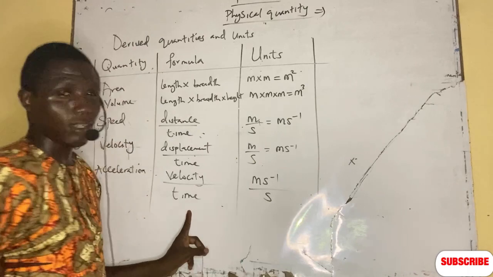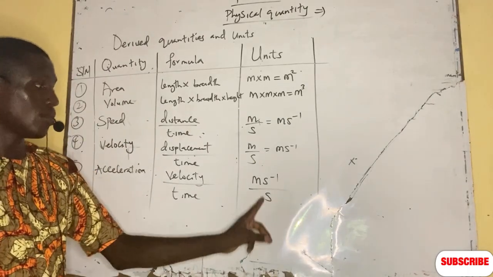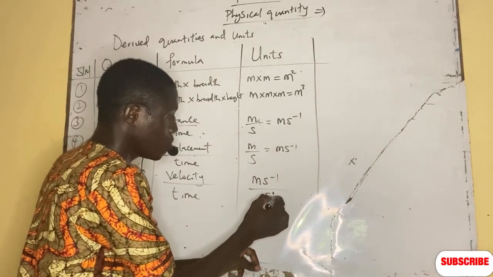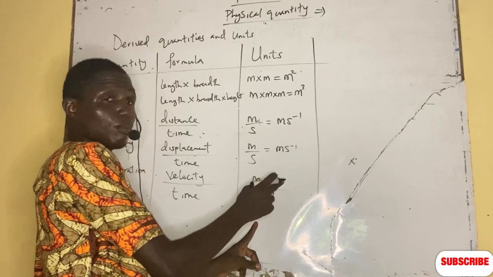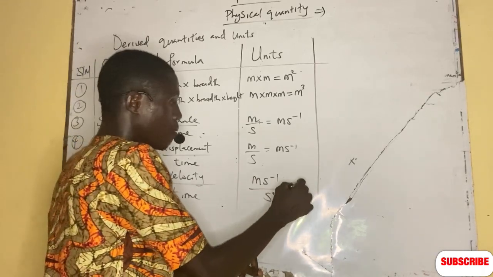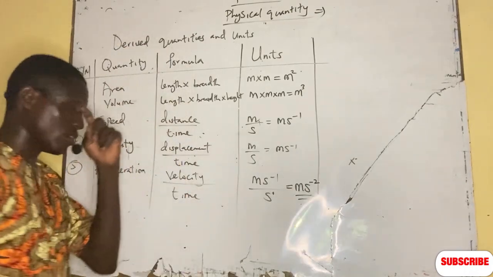So meter per second is the velocity, and the time is seconds, which has a power of 1 as well. When it moves to the denominator, by the law of indices it becomes -1. So this will now be meter per second squared.